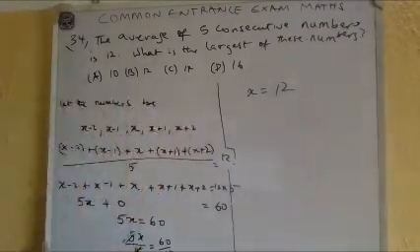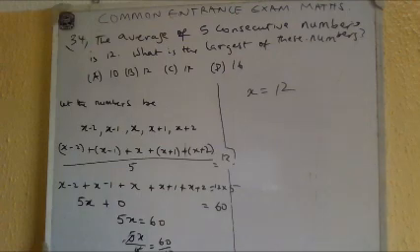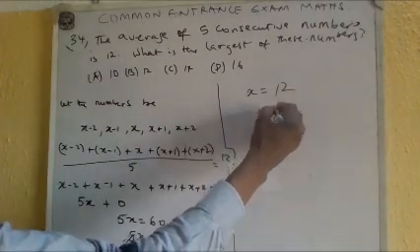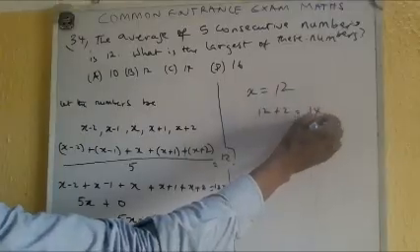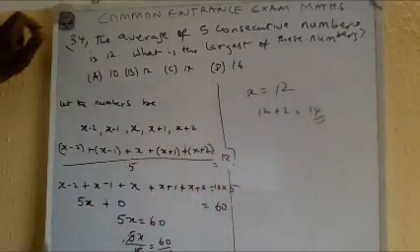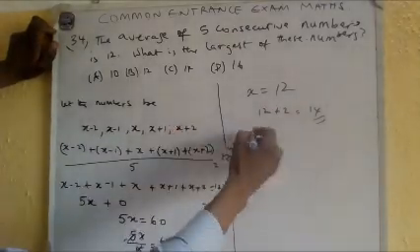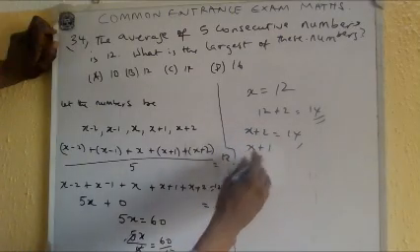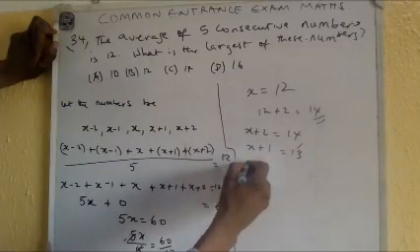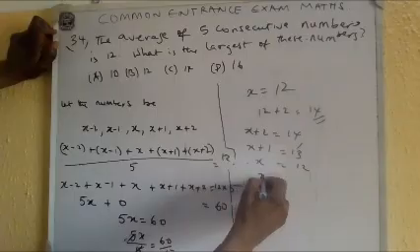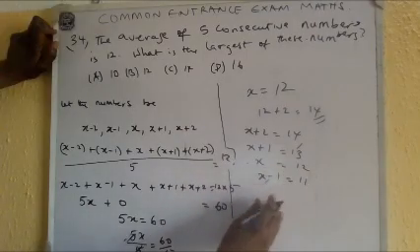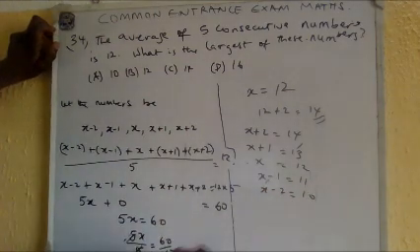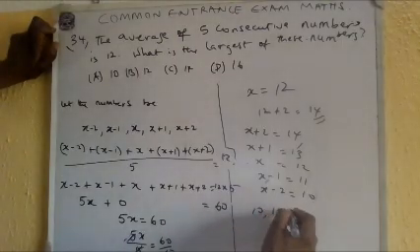So x plus 2, that is 12 plus 2, is equal to 14. 14 is the highest number. And the numbers actually are: x plus 2 is 14. x plus 1, that's 12 plus 1, is 13. x is 12. x minus 1 is 11. And x minus 2 is 10. So the numbers are 10, 11, 12, 13, and 14.